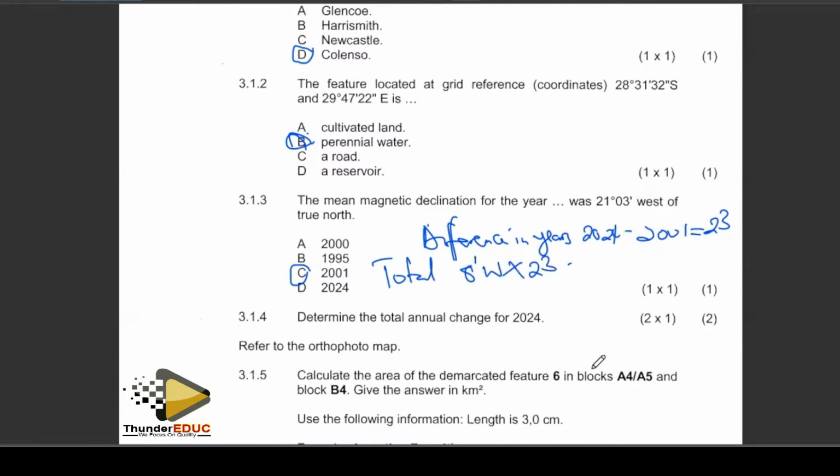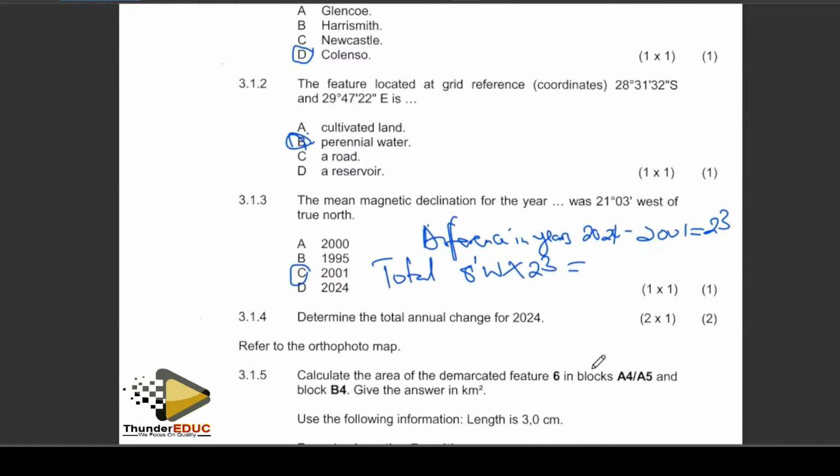When you want to find total change, you simply say the difference in years. What is the difference in years? We want to calculate for 2024 minus the year on the map. We are saying it was for 2001. To see how many years have passed. 2024 minus 2001, that's 24 minus 1, which is 23 years. And what is the total change now? Total change, we are saying the mean annual change times the number of years. The magnetic declination was changing by 8 minutes to the west according to the map information, times how many years? Times 23. What is it going to give you?